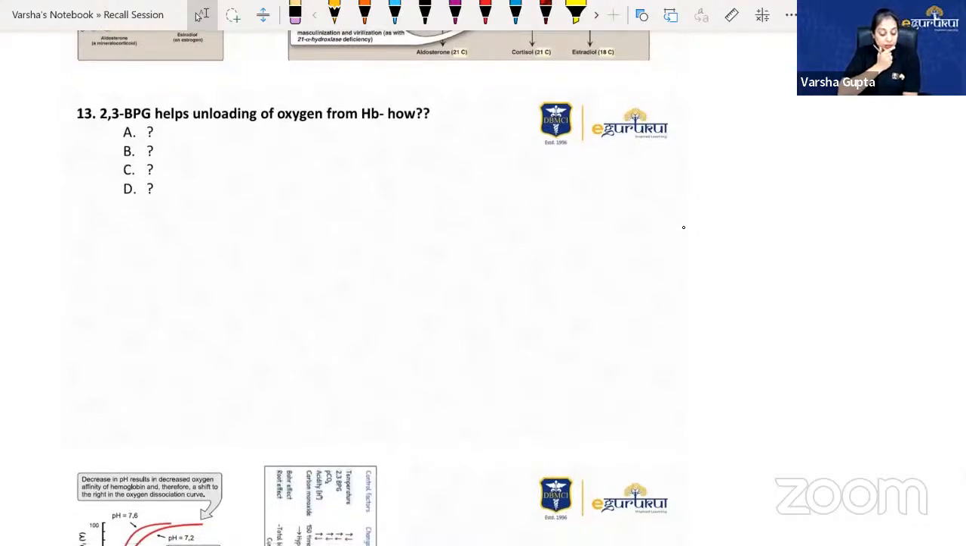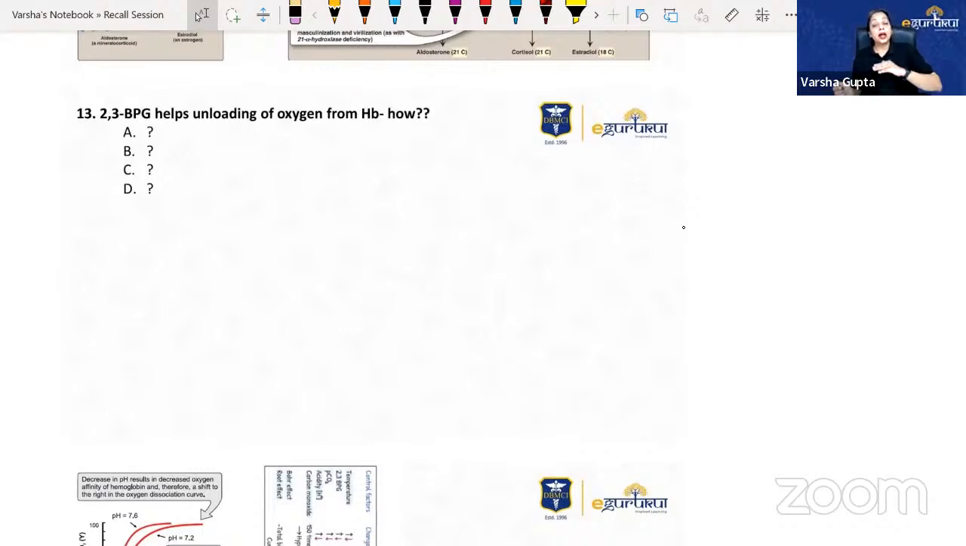Okay, now there was this question about how 2,3-BPG helps unloading of oxygen from hemoglobin. How? What we know is 2,3-BPG decreases the hemoglobin affinity for oxygen. So it helps unload the oxygen, especially when it is present on the placental side, so that the maternal hemoglobin releases the oxygen to the placental side. That's how the fetus gets the oxygen.